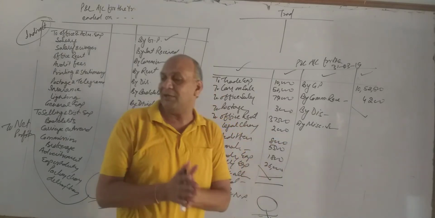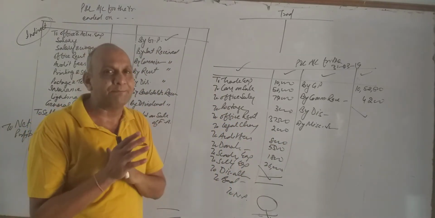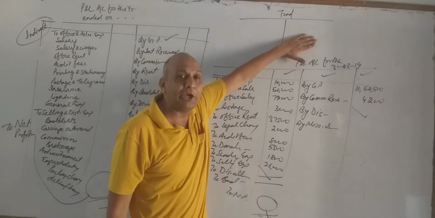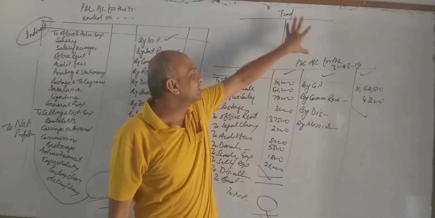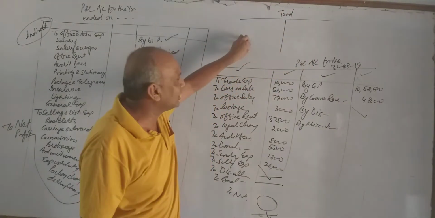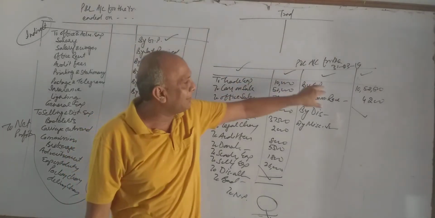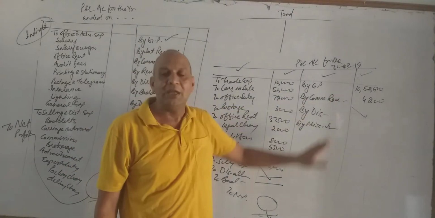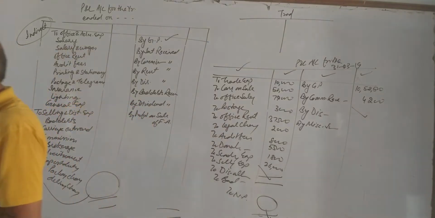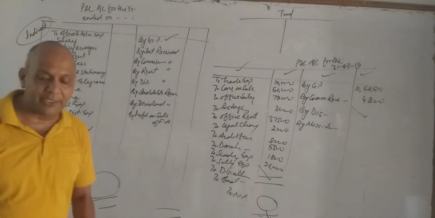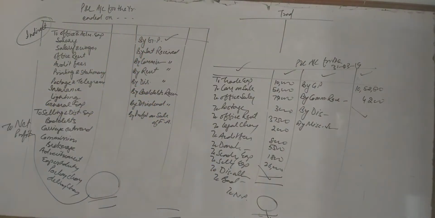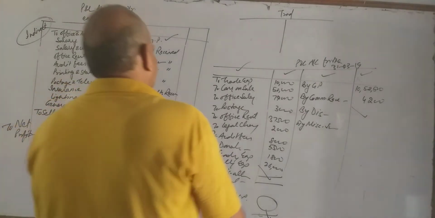And after this table we have been given closing stock outside. Where will the closing stock come? Trading account, credit side. So first close the trading account and find the gross profit. This gross profit will be written on the credit side of profit and loss, and then find the net profit. So this is how to calculate gross profit as well as net profit by preparing both accounts together.